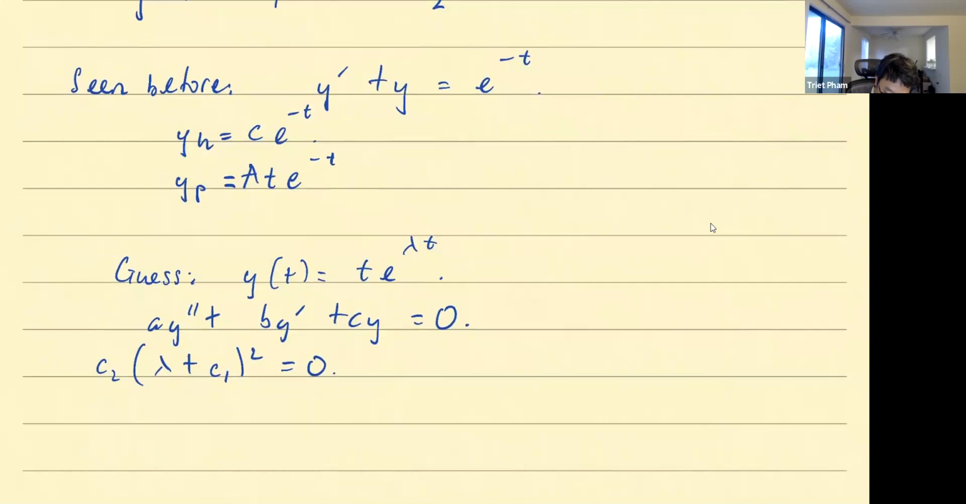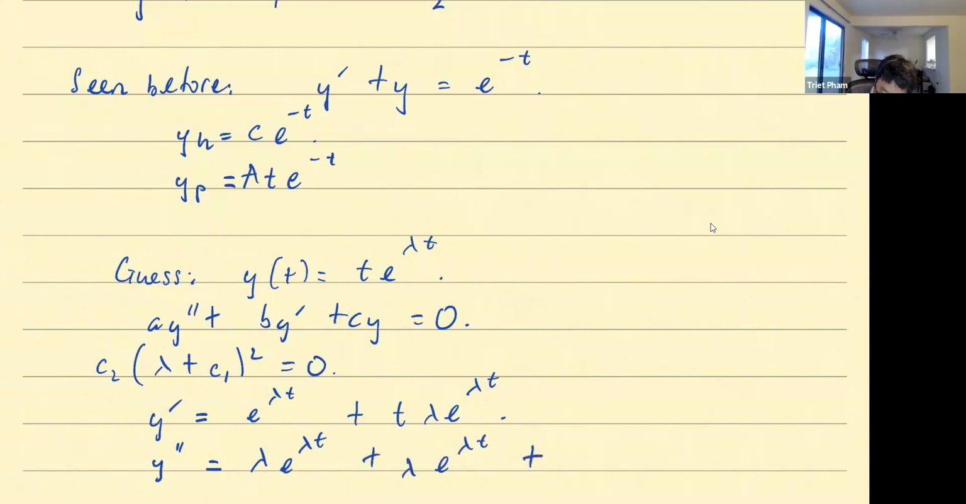So if I plug in, I have to differentiate this twice. y prime is equal to e to lambda t plus t lambda e to lambda t. That's y prime. y double prime, differentiating this gives you lambda e to lambda t, and differentiating this gives you lambda e to lambda t, and then plus t lambda squared e to lambda t.